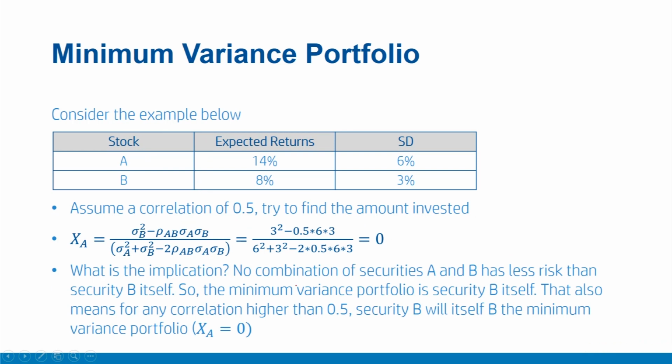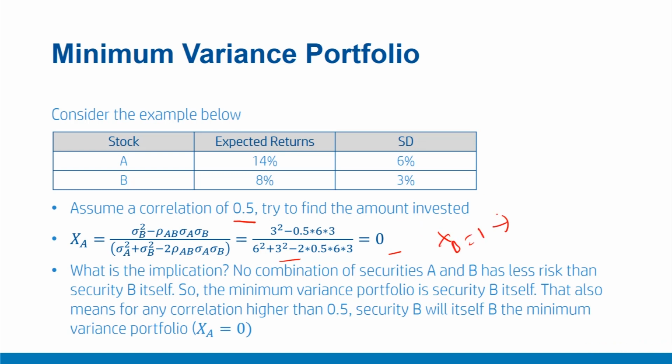Now let us assume a correlation of 0.5 and then try to compute this expression. Putting correlation as 0.5, we find that x equals 0. What is the implication here? Since no combination of securities A and B has less risk than security B itself, the global minimum variance portfolio is security B itself. That is the reason when we compute the global minimum variance portfolio here, we get x equal to 0, which means XB equals simply 1, which is security B itself.